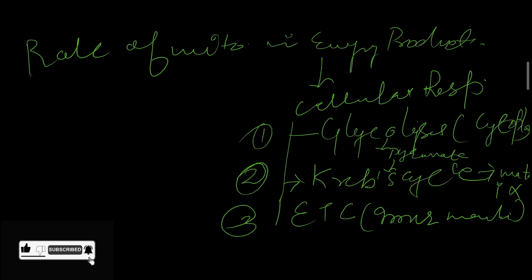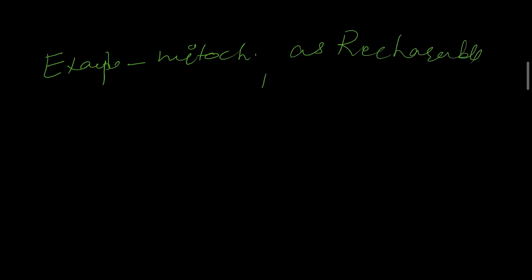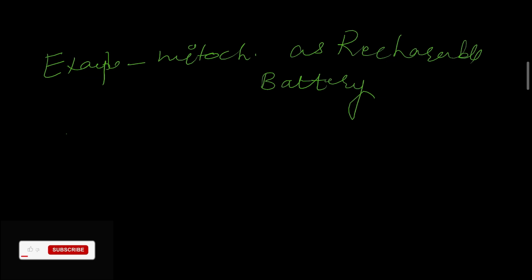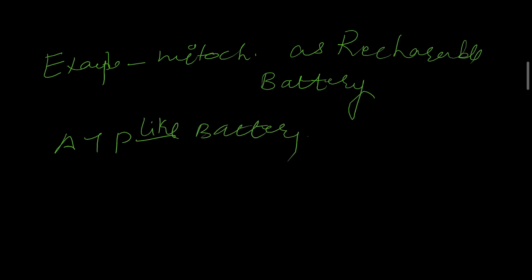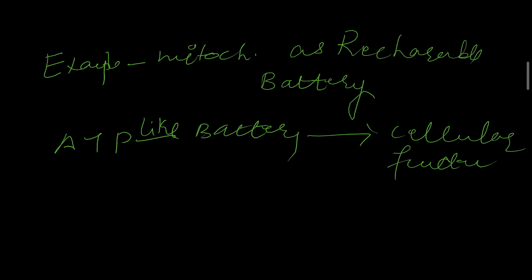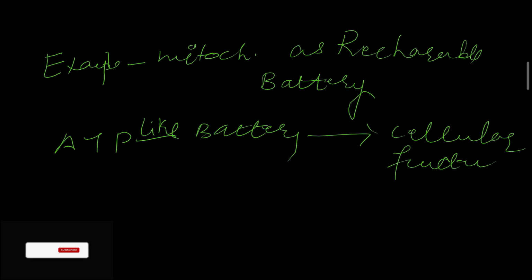Now we will also take an example for that. Mitochondria as a rechargeable battery. The ATP produced by mitochondria acts like a battery that powers cellular functions. When the battery runs low, mitochondria recharge it, producing more ATP through cellular respiration.